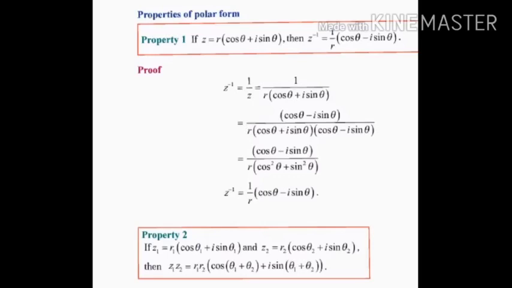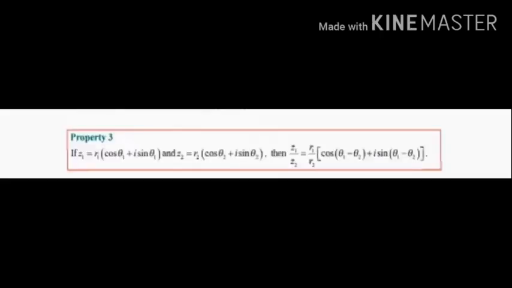If you observe property 1 and property 2, in both, if you notice, between cos theta and sin theta you will be having only a positive sign. Only if you have the positive sign, you can apply the property. Property 3. If z1 is equal to r1 cos theta 1 plus i sin theta 1 and z2 equal to r2 cos theta 2 plus i sin theta 2, in z1 and z2 between cos theta and sin theta you are having it as positive. If I want to divide, that is z1 by z2 is equal to r1 by r2 cos of theta 1 minus theta 2 plus i sin of theta 1 minus theta 2.